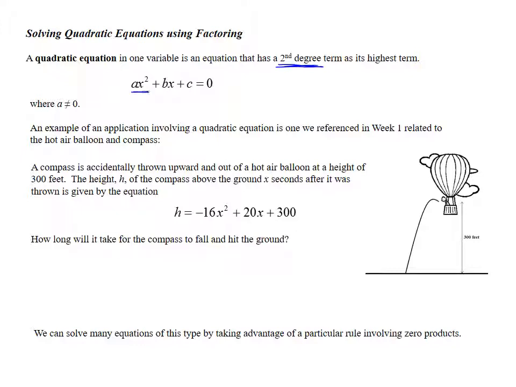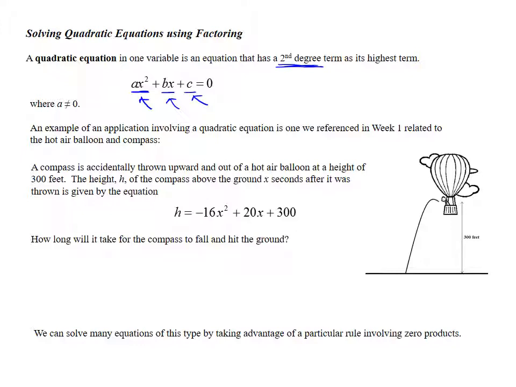Now, here's an example, ax squared. That is a second degree term because the variable is raised to the second power. The other terms are lesser in degree because the variable is not squared. It's raised to the first power in bx, and it's raised to the 0 power. In other words, it doesn't even exist in that constant term c.